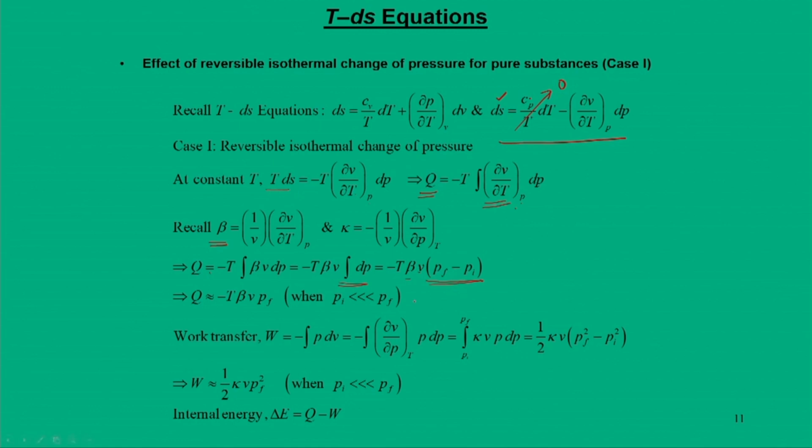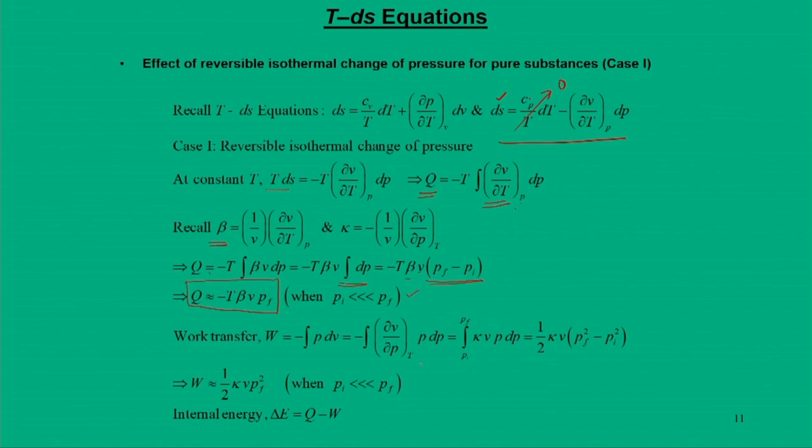Now, when the final pressure is much higher than the initial pressure, this expression reduces to a simple one: Q is equal to minus T times beta V into Pf. Now, this is about the heat transfer.